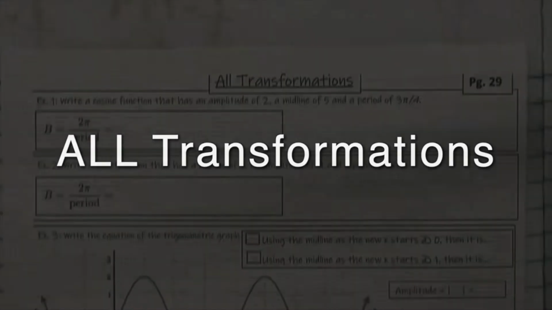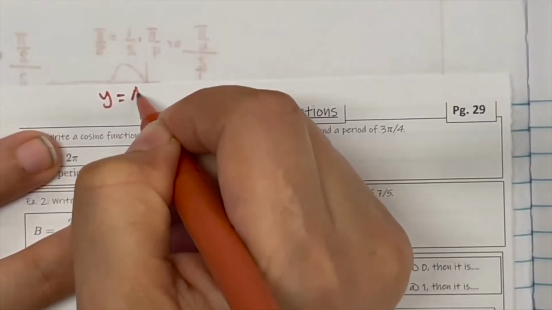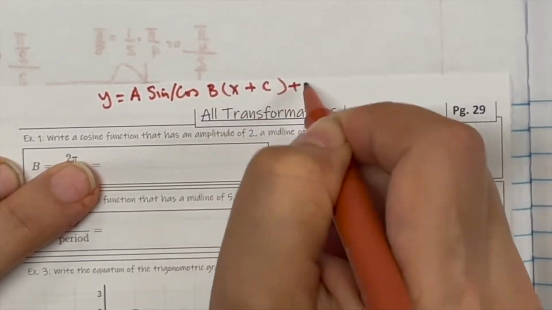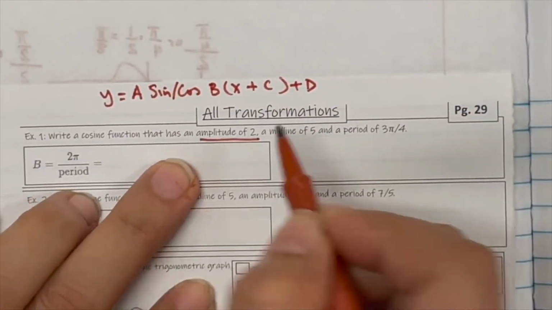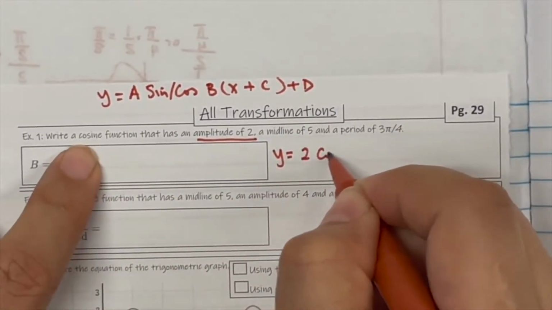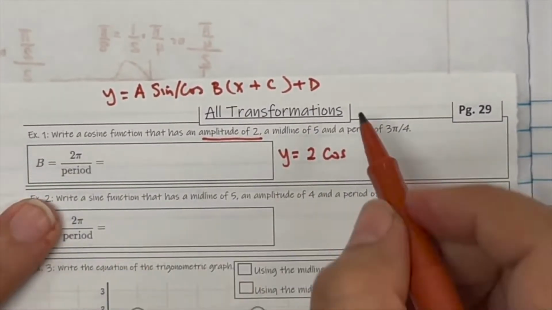All right, we're going to practice all transformations. Remember, your standard form formula looks like this: A for amplitude, B for period, C for phase shift, D for midline. So amplitude of 2, where does that go? Where A is, so that's 2. Then this was cosine.